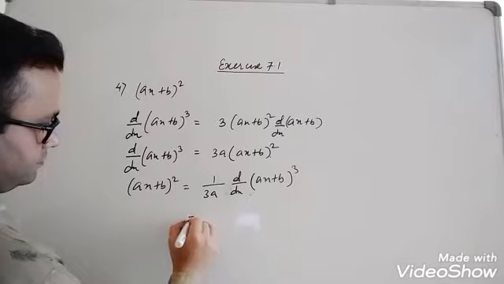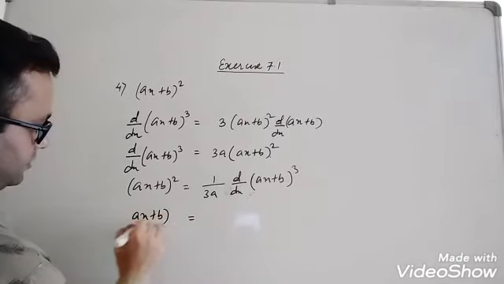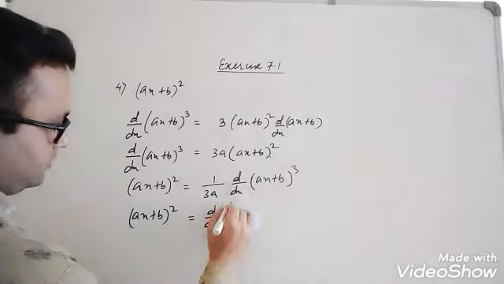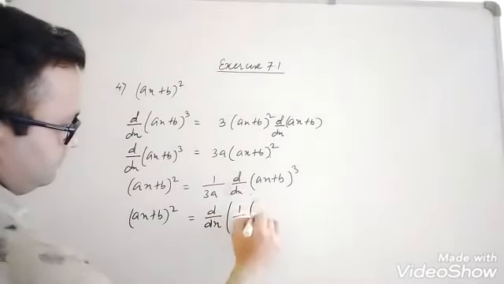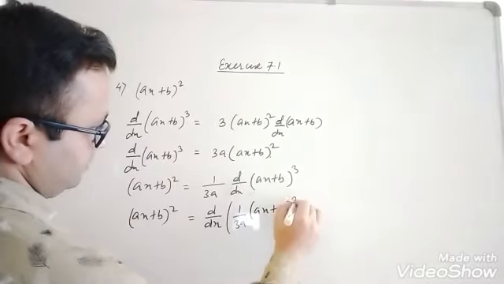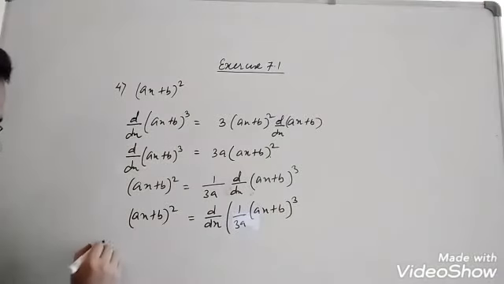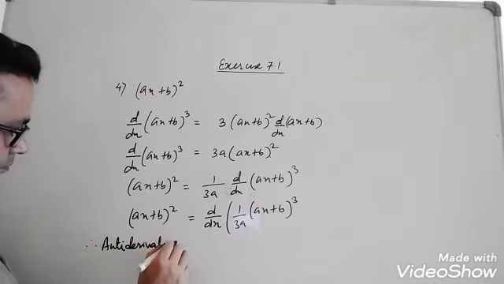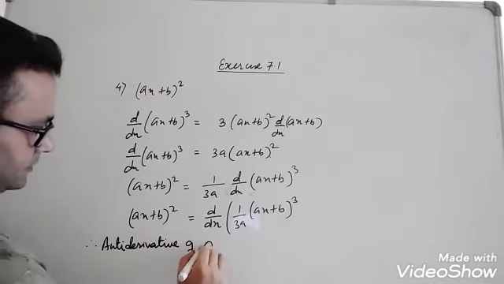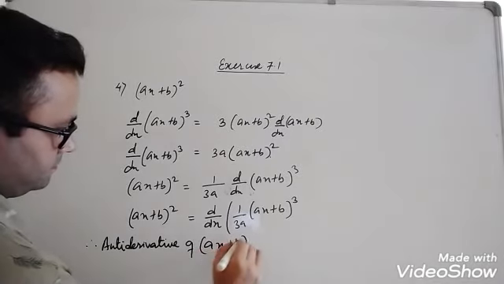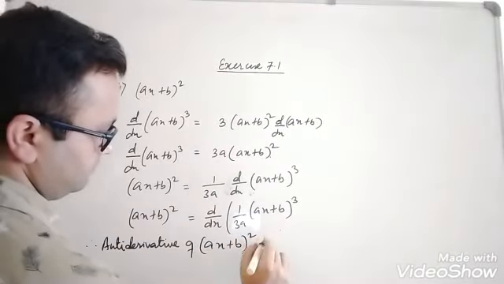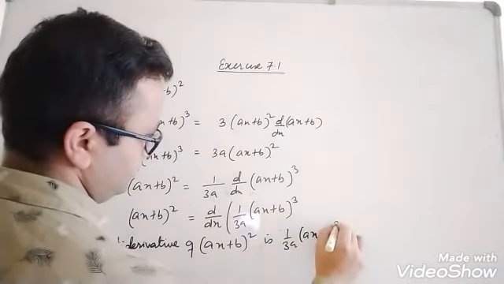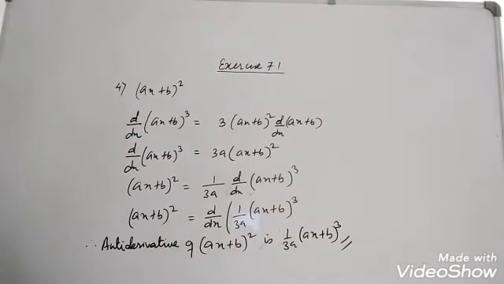Let's take this inside. So (ax plus b) whole square equals d/dx of 1 by 3a (ax plus b) whole cube. So therefore the antiderivative of (ax plus b) whole square is 1 by 3a (ax plus b) whole cube. So this is question number 4.